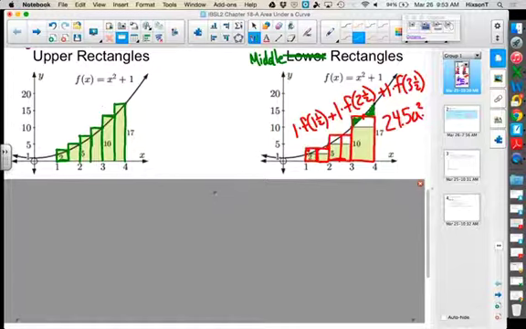Now, how could we minimize this even more? Well, you could have more rectangles. Yeah, more and more and more rectangles. I also noticed that for the middle rectangles, the value that we got was exactly in between the upper and the lower. So I guess if you find upper and lower, then you just meet in the middle and get that approximation. Would that work? Yes, it would.